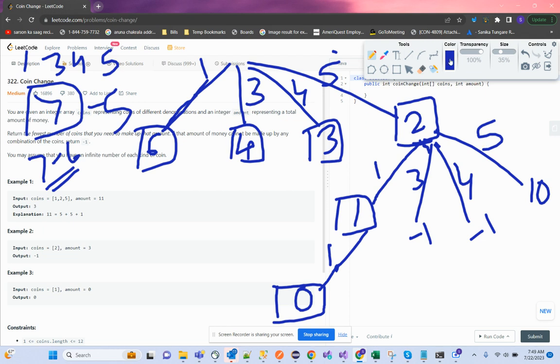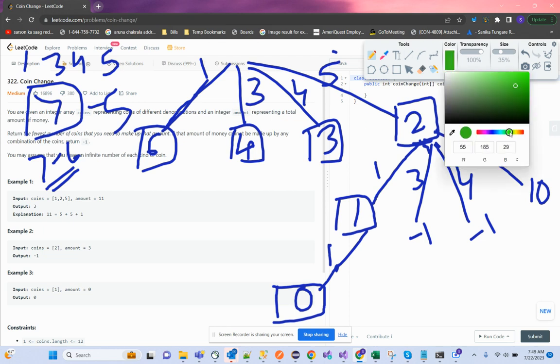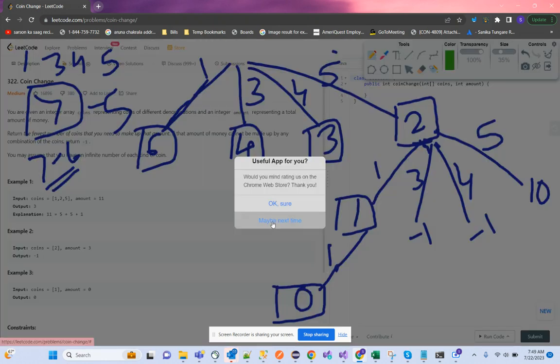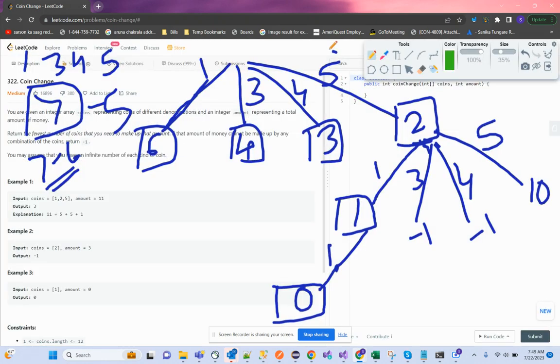So this is one of the approaches which I got to make my amount 7. What is the approach? 5 plus 1 plus 1. So how many coins are needed? You see here 3 coins: 5, 1 and 1.